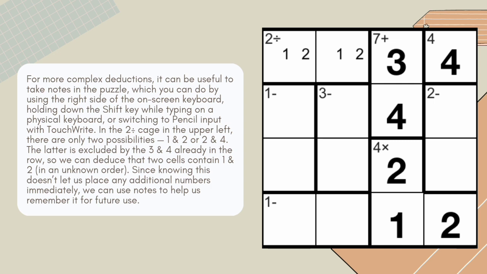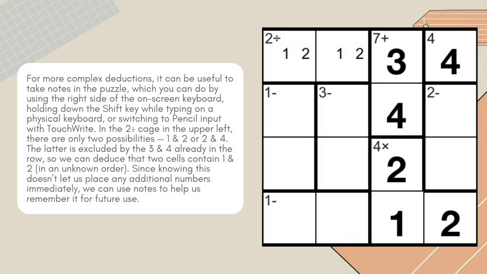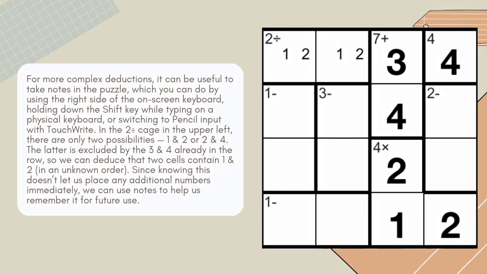For more complex deductions, it can be useful to take notes in the puzzle, which you can do by using the right side of the on-screen keyboard, holding down the Shift key while typing on a physical keyboard, or switching the pencil input with the touch right. In the 2 cage in the upper left, there are only 2 possibilities, 1 and 2 or 2 and 4. The latter is excluded by the 3 and 4 already in the row, so we can deduce the 2 cells contain 1 and 2. Since this doesn't let us place any additional numbers immediately, we can use notes to help us remember it for future use.